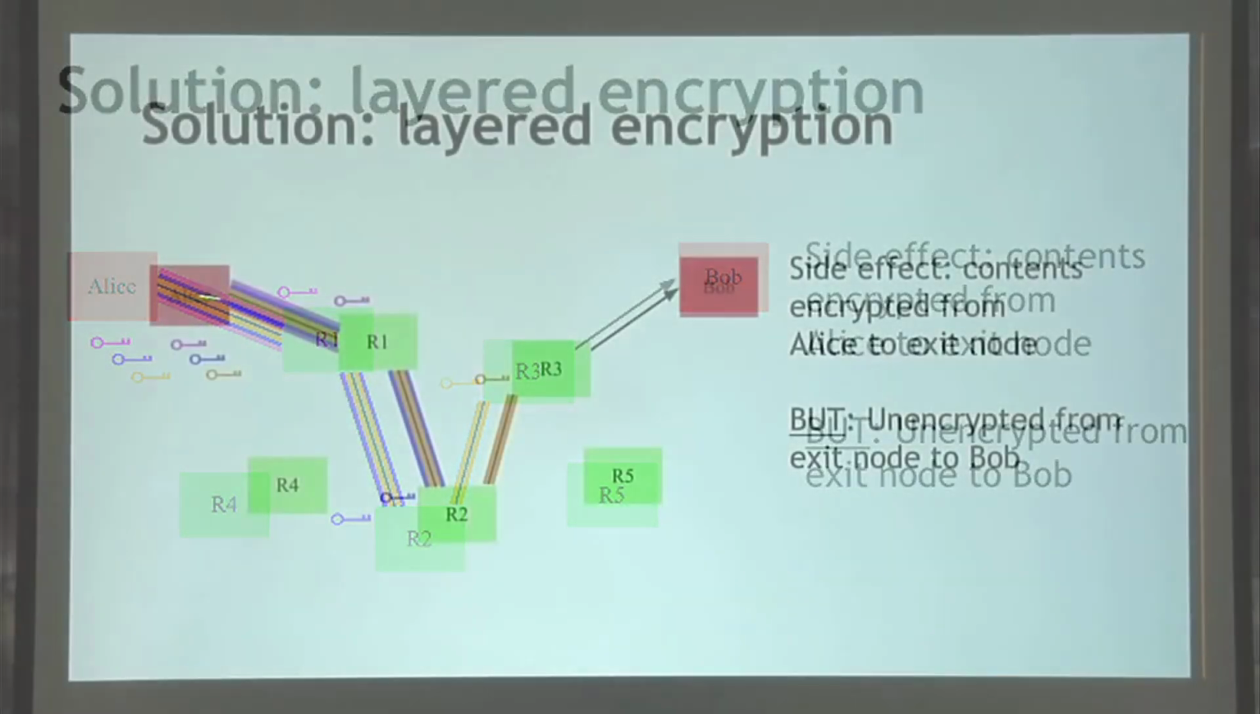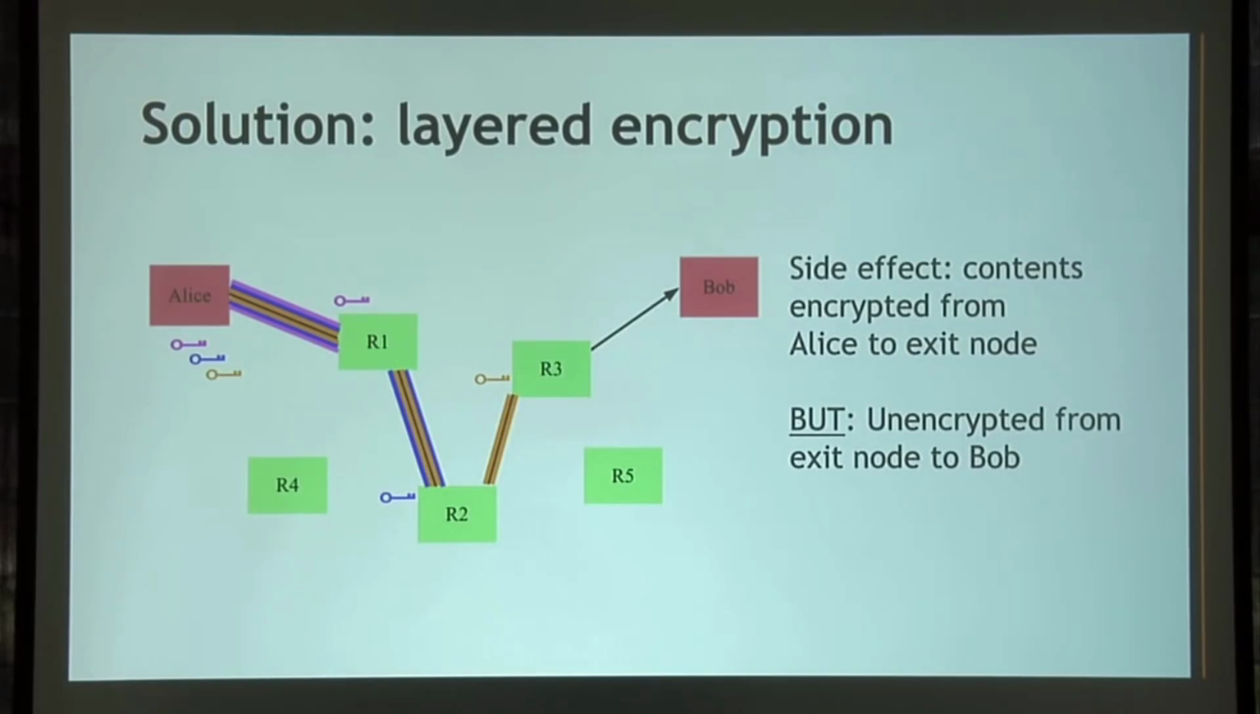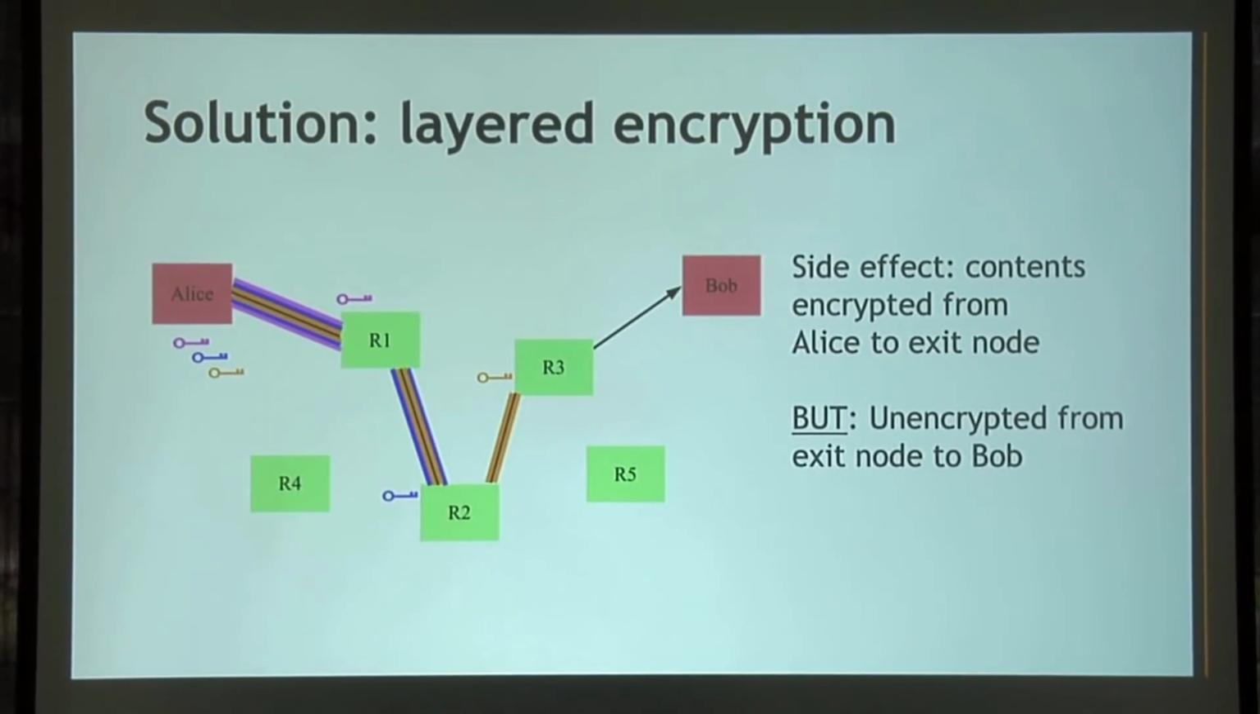So what is going on here? Alice and router 1 share a symmetric key that's represented in purple. Alice and router 2 share this key that's represented in blue, and Alice and router 3 share the key that's represented in gold. Now these symmetric keys are not stored long-term by any of these nodes. They're established as necessary using key exchange.